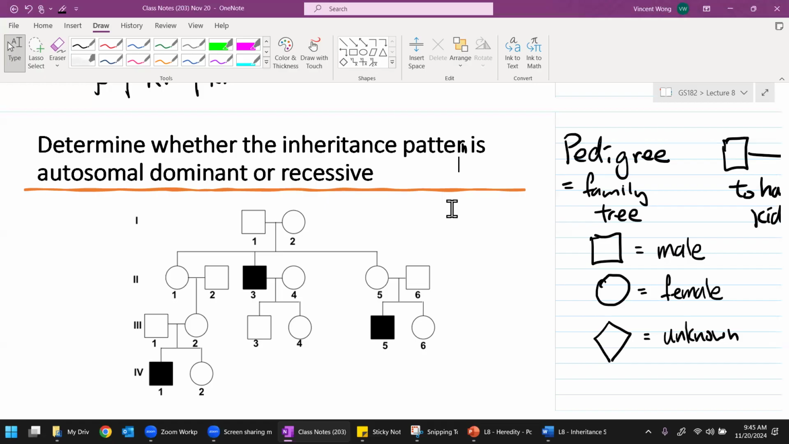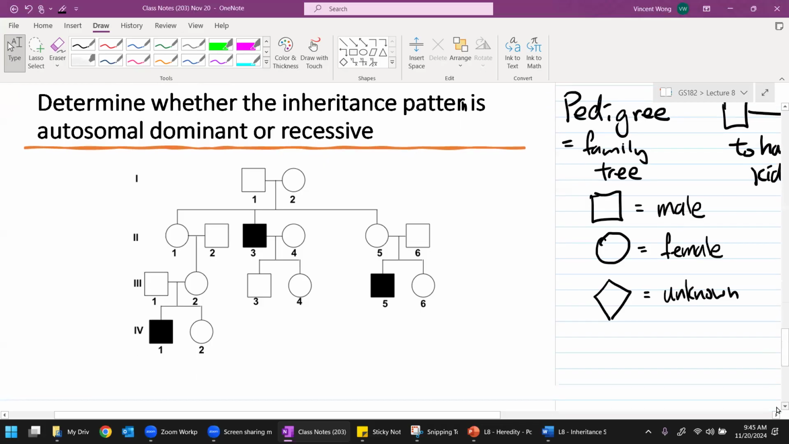So let's take a look at this question. Do you think this pattern is dominant or recessive? Well, you wouldn't know, right? So take a guess. Yell something out. I heard recessive, fantastic. Let's pretend it is recessive.